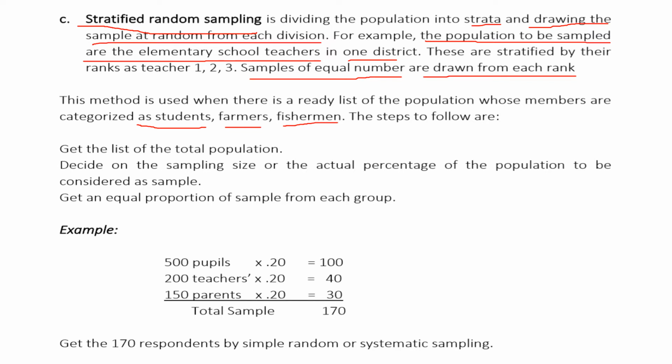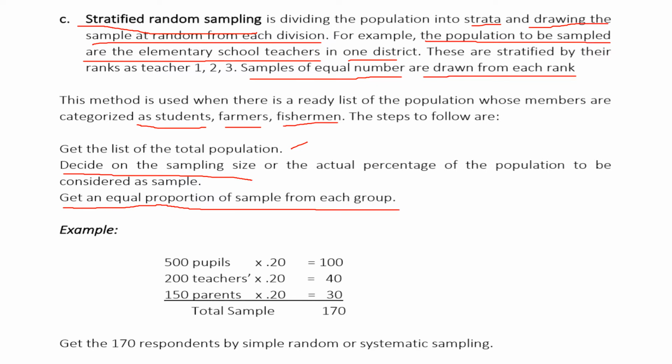We need to follow the following steps. So get the list of the total population. Then next, decide on the sampling size or the actual percentage of the population to be considered as your sample. That's why we don't need to subject your entire population. So what we need to do is to get a sample from that population to be subjected in your research. So here, you need to decide on the sampling size. Next to that is that we need to get an equal proportion of samples from each group.